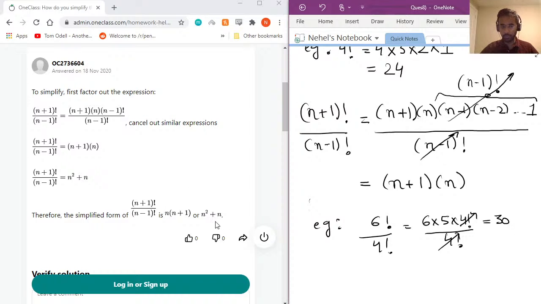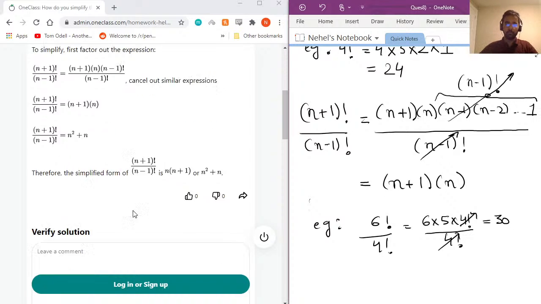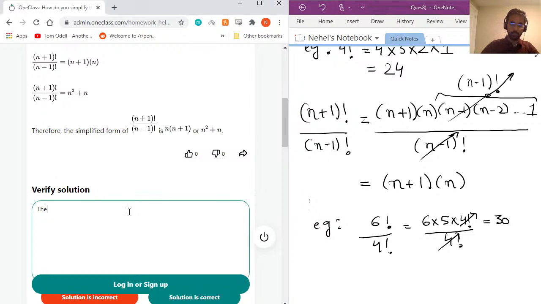Or it's equal to n squared plus n, which is the same thing. Okay. So this solution is correct in this case.